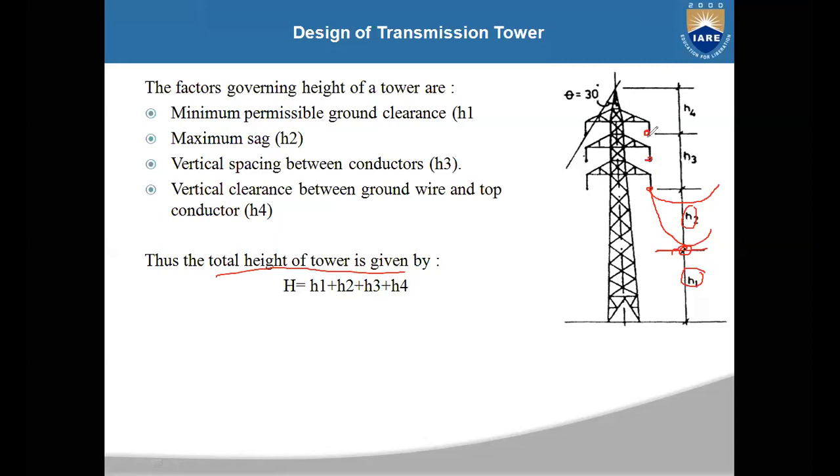Now the vertical spacing between the conductors will be represented with H3. Then the vertical distance between the top conductor and the ground conductor: here you will be having the ground conductor. This ground conductor will protect from lightning strokes. So what is the distance between this ground conductor and your top conductor? That will be H4. Now the sum of all these will be the total height of the tower. Okay, this is how you can design the transmission line tower.